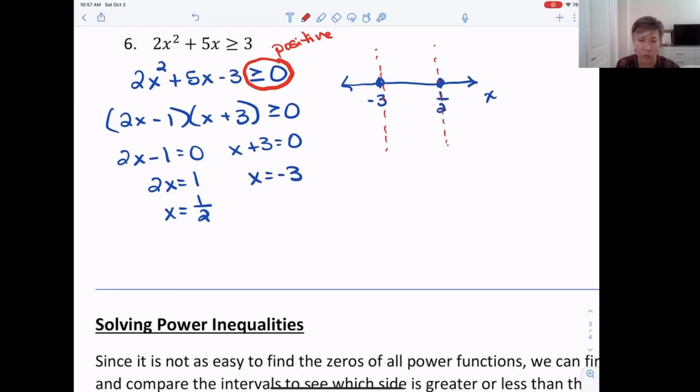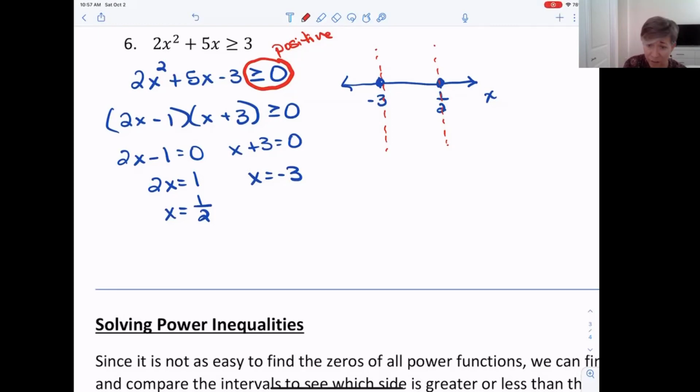Okay, so notice those two zeros where they cross the x-axis split up the x-axis into 3 segments: to the left of -3, in between -3 and 1/2, and to the right of 1/2. So let's just choose some x values in those intervals.